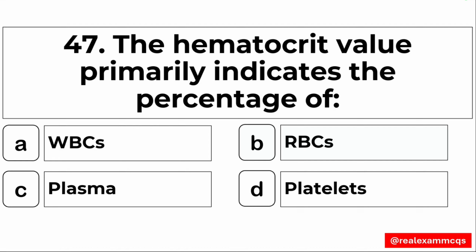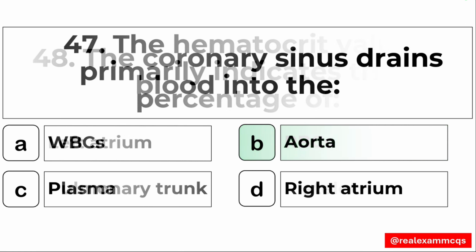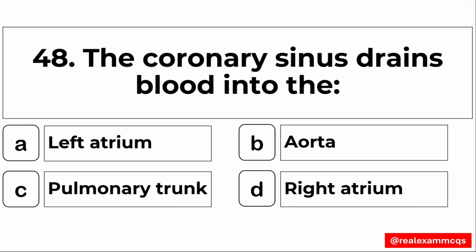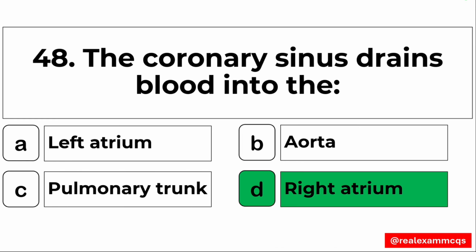47. The hematocrit value primarily indicates the percentage of the RBCs. Option B is the right answer. 48. The coronary sinus drains blood into the. Option D is the right answer, the right atrium.